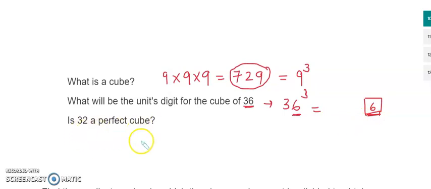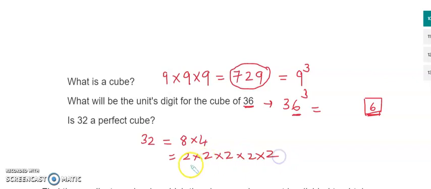Next, is 32 a perfect square? Sorry, perfect cube? We don't know. We need to check it by knowing the factors. I'm not going to do a prime factorization because I'm going to write it directly. We know that 32 is 8 times 4, right? So can I say 8 is 2 times 2 times 2, and 4 is 2 times 2. So how many 2's do I have here?